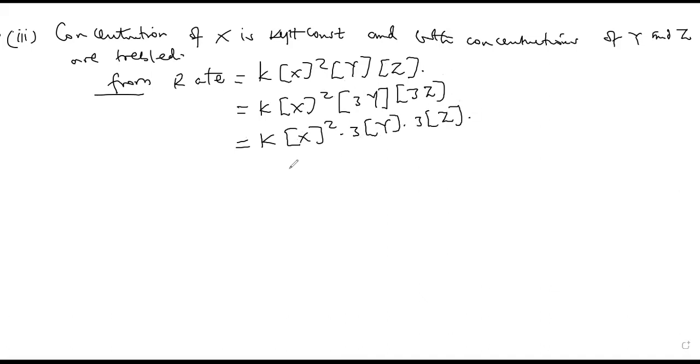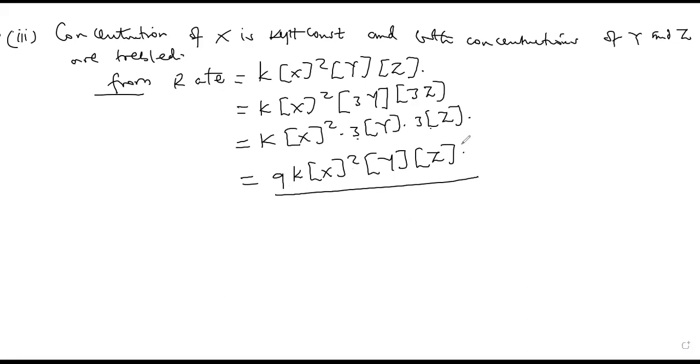So this is 9. Right? So it's going to be 9 k X squared Y Z, implying that the new rate is 9 times the initial. So we shall say the new rate is 9 times the initial rate.